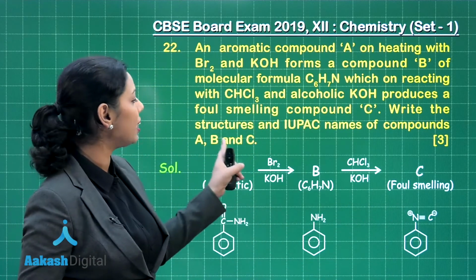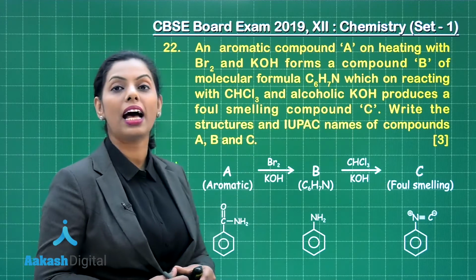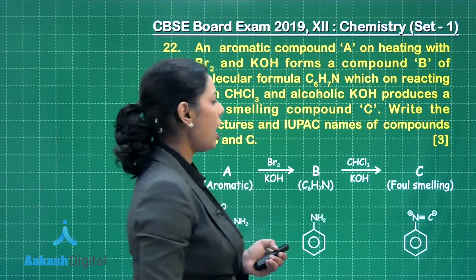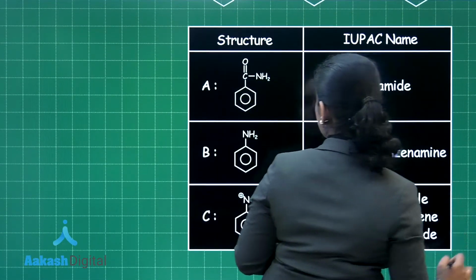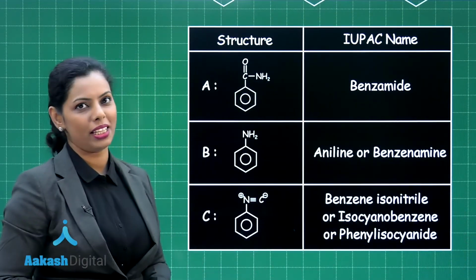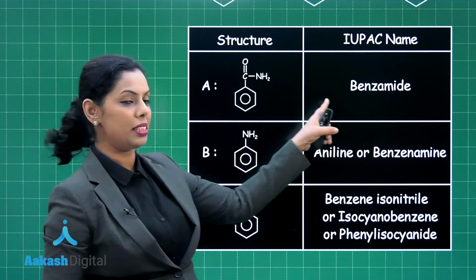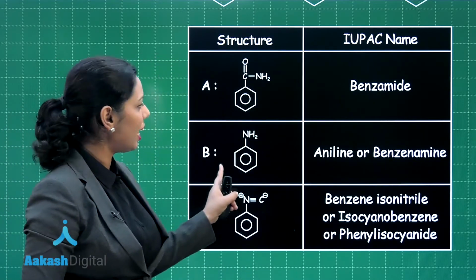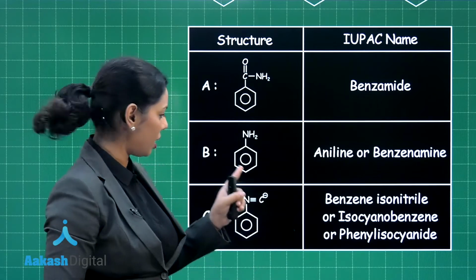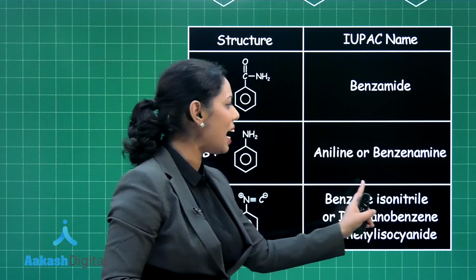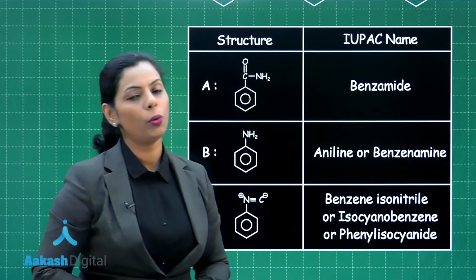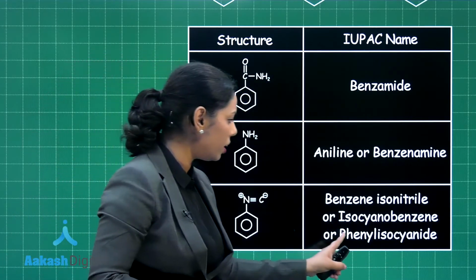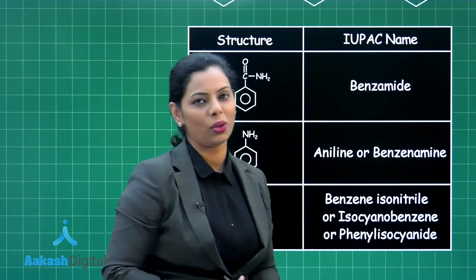We have to write the structures as well as their IUPAC names. So, you can answer this question by simply drawing the structures and writing the IUPAC names of these compounds. The first one is benzamide, you can clearly see. Further, aniline or benzenamine, and after that there is benzene isonitrile or isocyanobenzene. The IUPAC names are clearly written here. For phenyl isocyanide you can also write this.